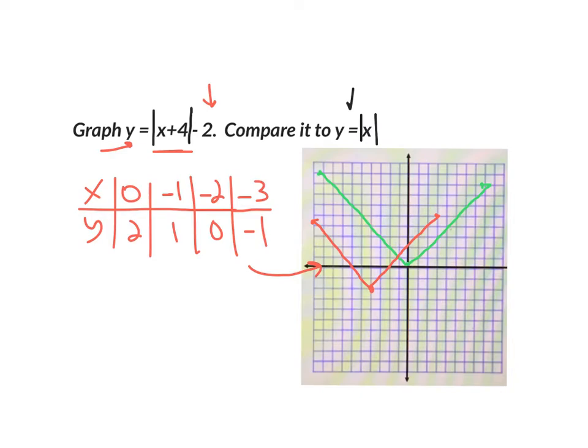But tomorrow we're going to figure out really quickly that anytime you see one written like this, the number inside your absolute value is going to shift it left or right, opposite of what the sign says, and the number outside the absolute value is going to shift it up or down exactly like the sign says.